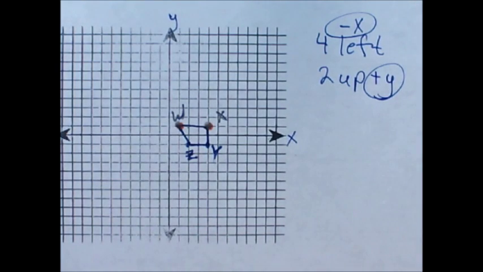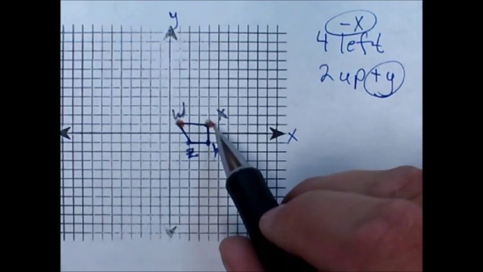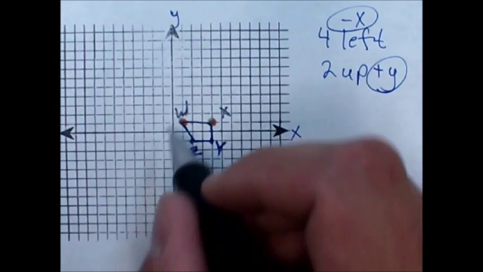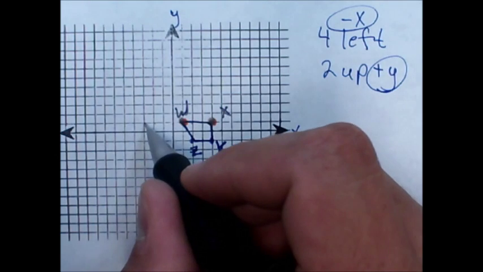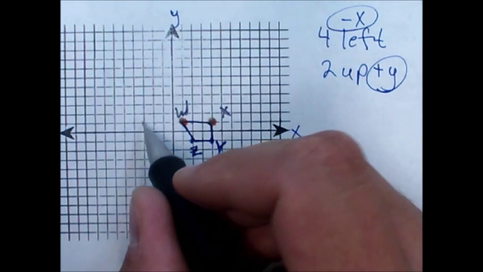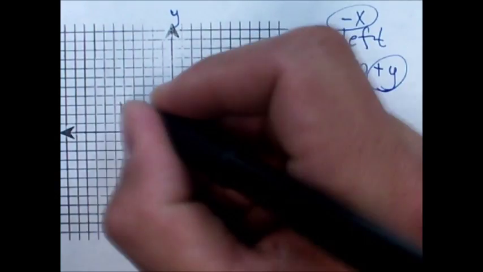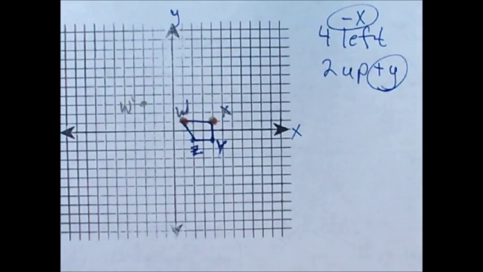So the easy way, if you just have to draw it, is to simply count. It's really easy to do that. I just go 4 left, 1, 2, 3, 4, and then go 2 up, 1, 2, and mark it. W prime. I don't know why I keep doing that. Different colors.